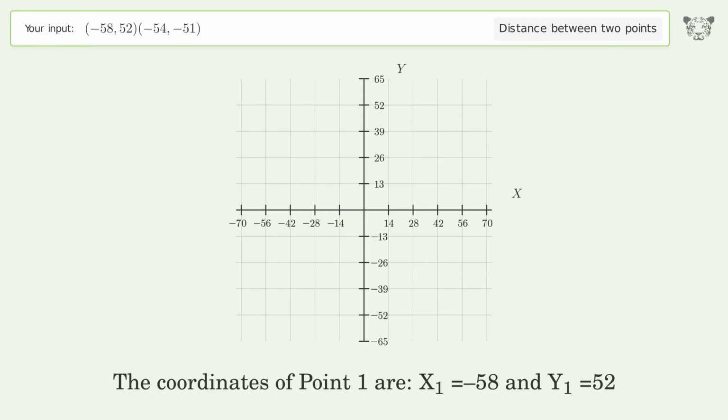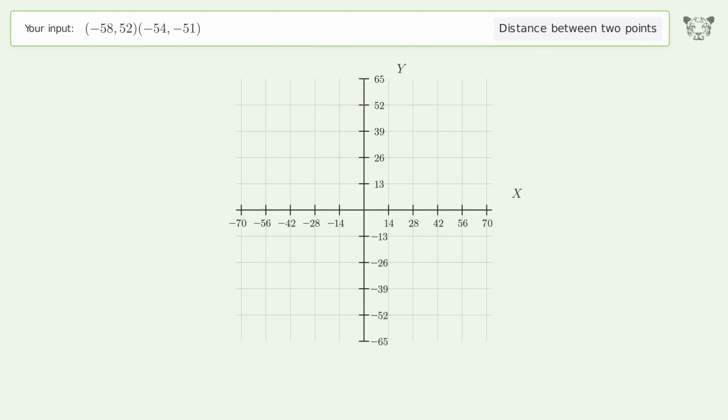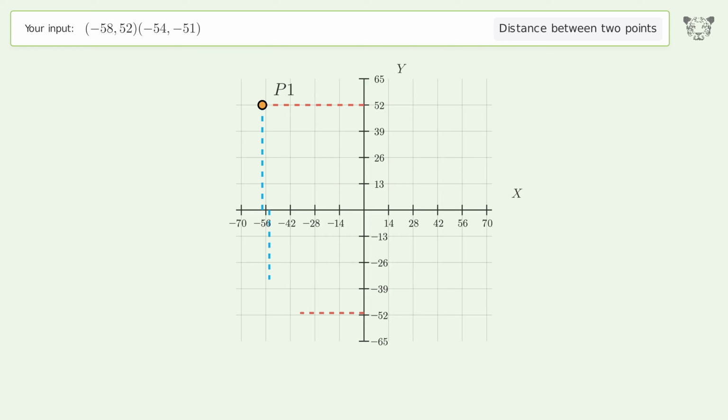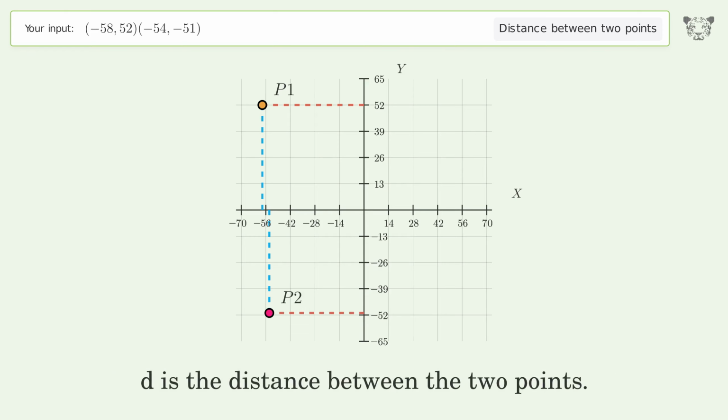The coordinates of point 1 are x1 equals negative 58 and y1 equals 52. The coordinates of point 2 are x2 equals negative 54 and y2 equals negative 51. D is the distance between the 2 points.